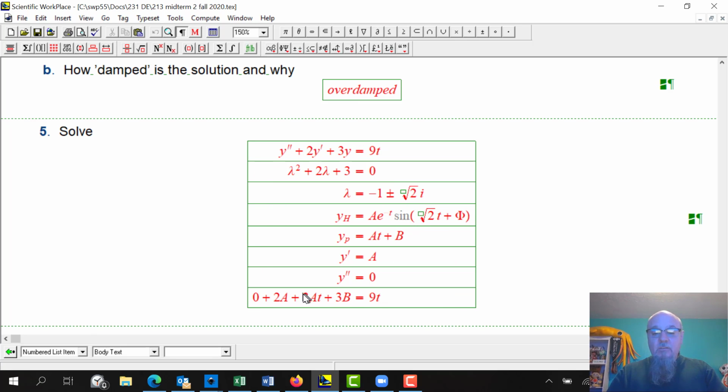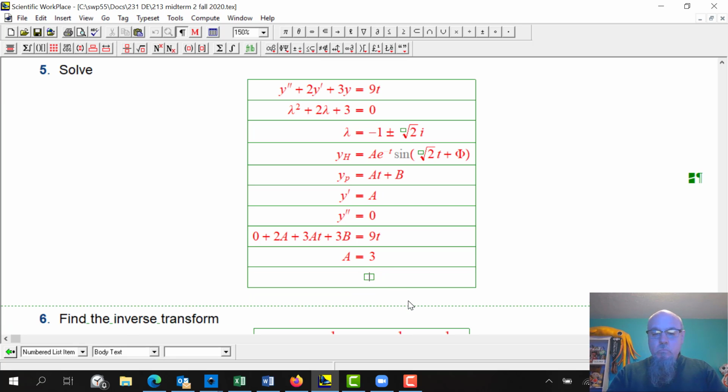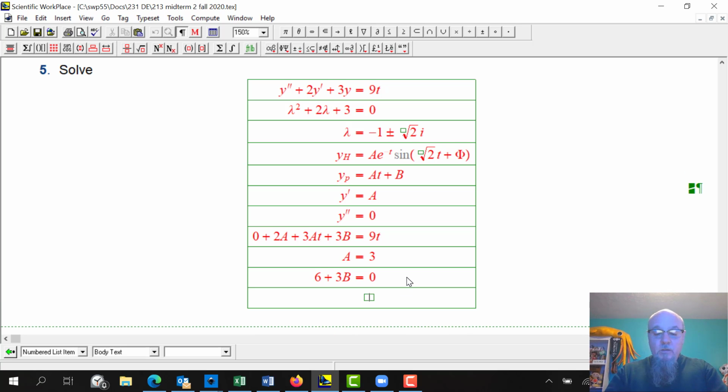So right away, I can see, because 3at equals 9b, that a is going to be equal to 3. If a is equal to 3, then I've got 2a, or 6, plus 3b is equal to 0, because it's like plus 0 on this side. So b's got to be minus 2. So then my particular solution is equal to 3t minus 2.